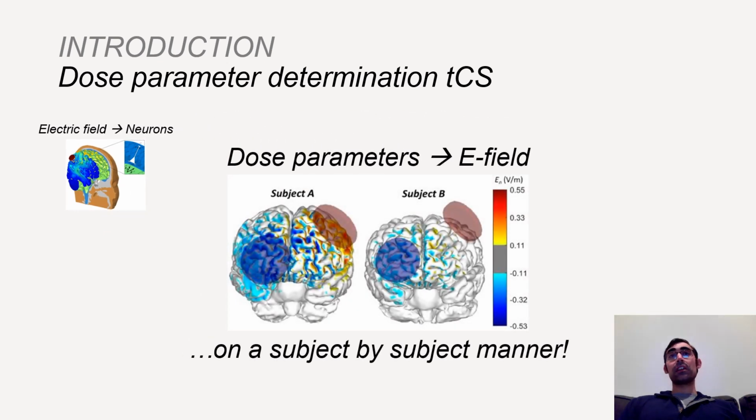Now, parameters like geometry, position, and type of electrodes, as well as the polarity and waveform of the currents, influence the electric field distribution in the head. However, just simply replicating the dose parameters across different subjects does not guarantee that you'll end up with the same electric field distribution in all of the subjects. And this is due to different geometries and electrical properties of the heads of each subject, which will have a crucial impact on the electric field distribution.